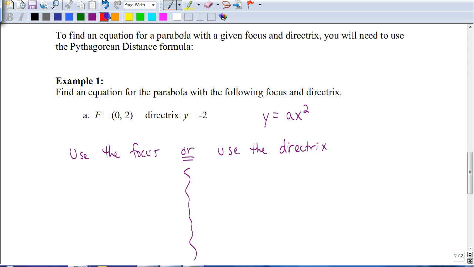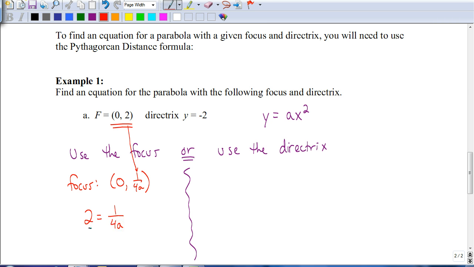Do this in a different color. It's going to be the point where x is 0 and y is 1 over 4a. Now, I know that my focus is the point 0, 2. So in other words, this value 2 is a result of taking 1 divided by 4 times some number. So I want to figure out what that value for a would be that would give me my 2 for my y value.